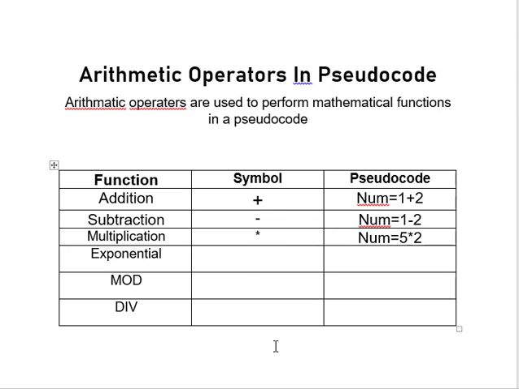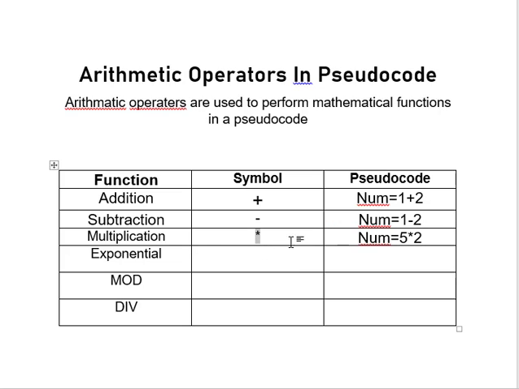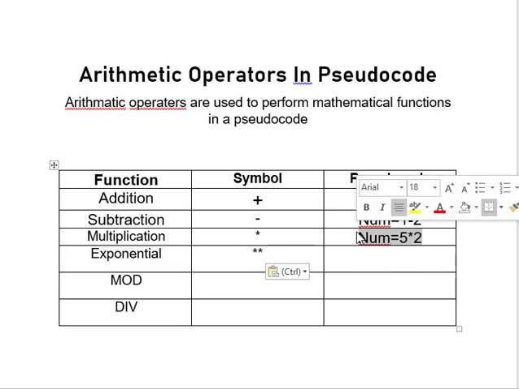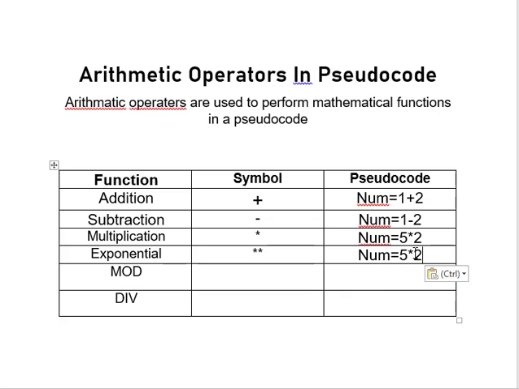Now moving on to exponential form. Exponential makes use of the same star over here, but one difference is that it will have two stars like this. For example, if we have this set of numbers and we want 5 raised to the power 2, we are going to write it with 2 stars like this.